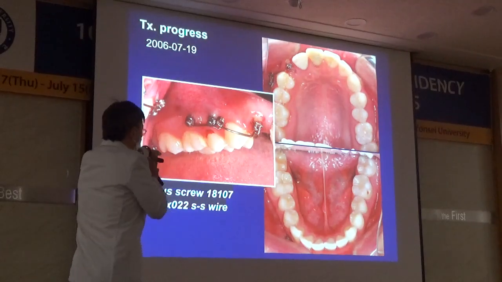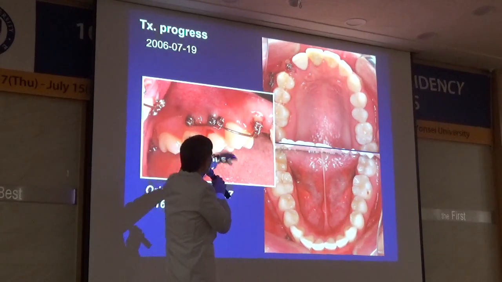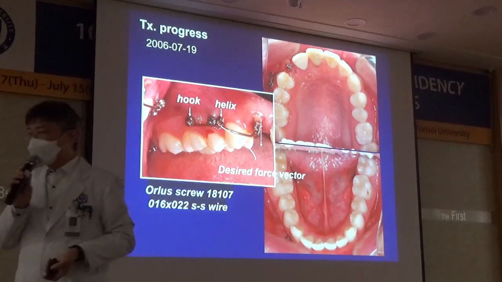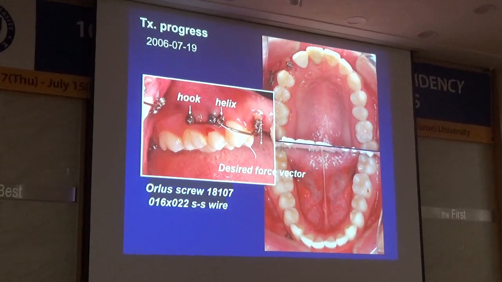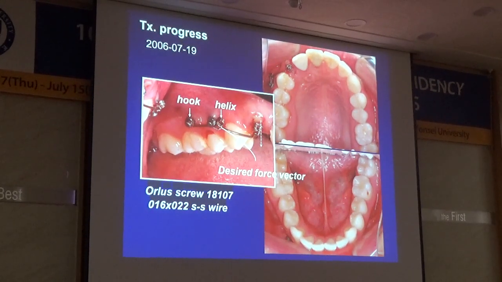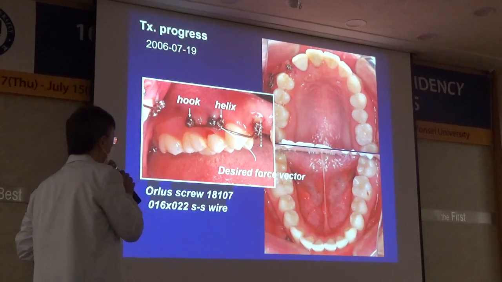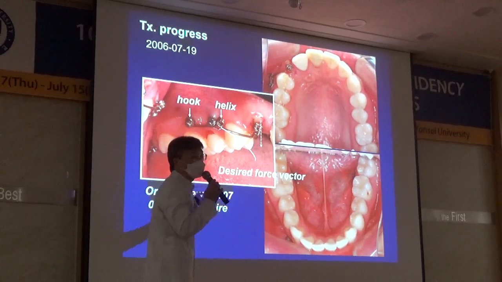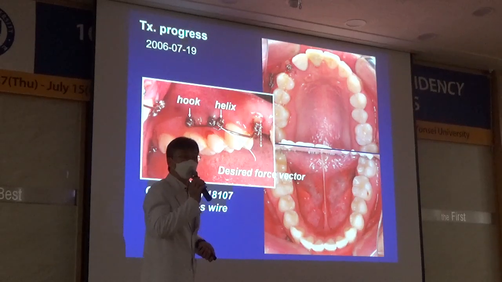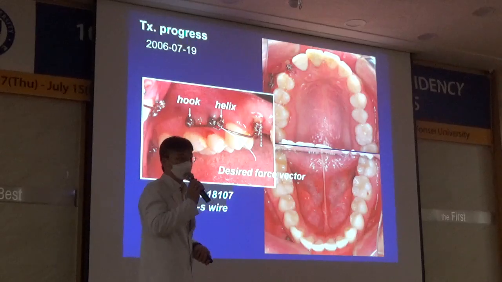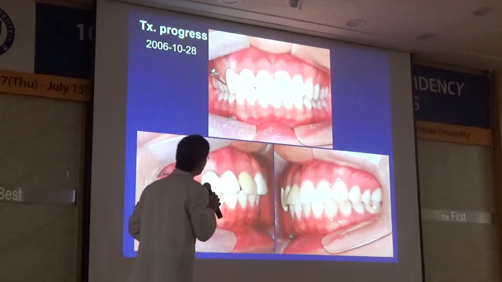I draw an arrow, so based on the arrow, I design an appliance this way. Again, what matters is the force system. Simply draw an arrow, and based on the arrow, you will design an appliance. In order to fix the single helical spring, a single mini screw would not work. So I inserted 2 mini screws. And it worked.